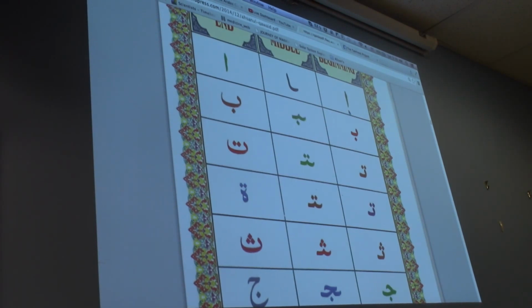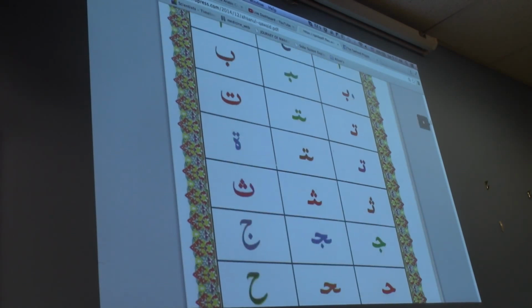Alif. Remember, Alif only connects on the right side. Okay? It never connects on the left side. It only connects on the right side. Here's Alif in the middle. Right? As we can see, it connects on the right side, not on the left side. And at the end, this is how Alif looks.